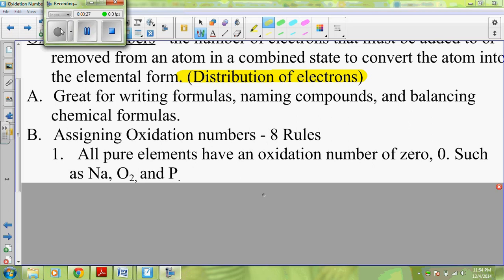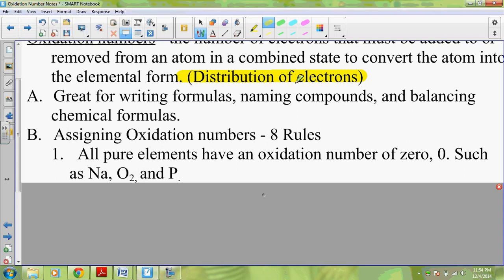I know it's Friday. Hopefully some of you guys tried. Hopefully some of you guys figured out that we just said that oxidation numbers are the distribution of electrons. Well, if you have a pure element, if you have sodium just chilling by itself, it's not going to distribute. It's not going to give out electrons. It's not taking electrons. It's chilling by itself. Hasn't done anything.